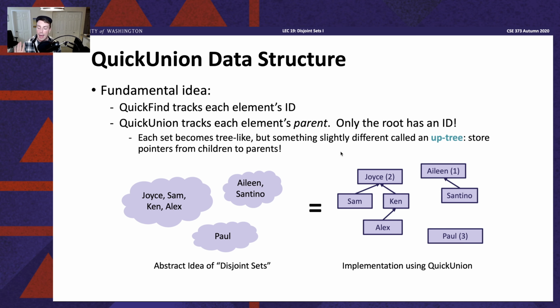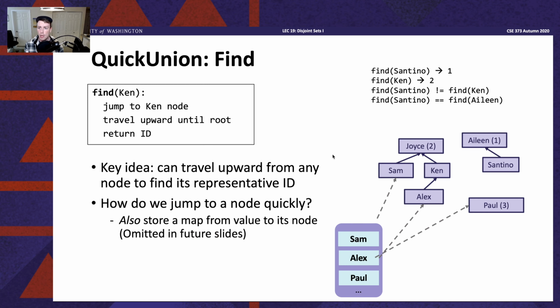So how do these tree structures help? I think if we talk about the actual implementations of these operations, it'll make a little bit more sense. So in order to find, suppose I want to find what set Ken belongs to? Well, we need some way to jump to the Ken node at first. So go to the Ken node and then travel up the tree, because it's an uptree, until you get to the root of that tree. And then you can return the ID. So you start at Ken, go up to Joyce, and you can return the ID for this one too.